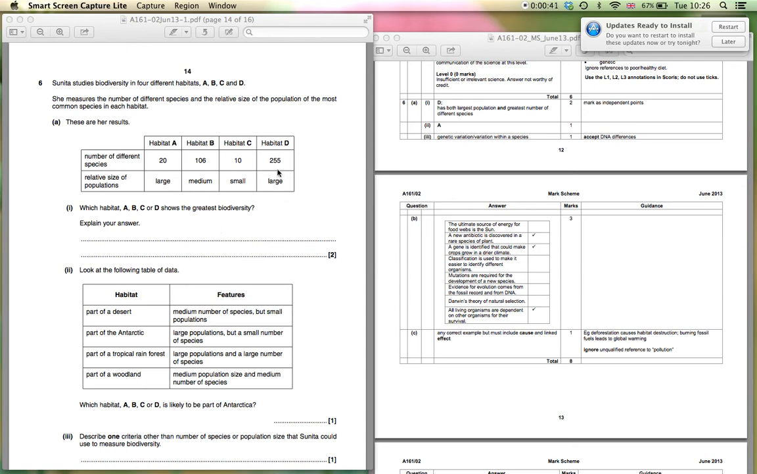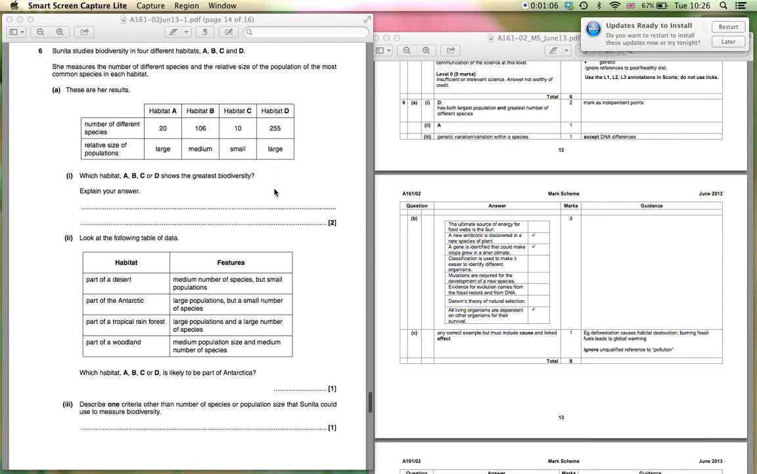So the answer is D, because it has a large number of different species, so many different varieties of animals or plants, and each population has many individuals, so the population sizes are large. So 2 marks, 1 mark for choosing the correct habitat and 1 mark for explaining both the fact that there are lots of different types of organisms and each type of organism has many individuals.